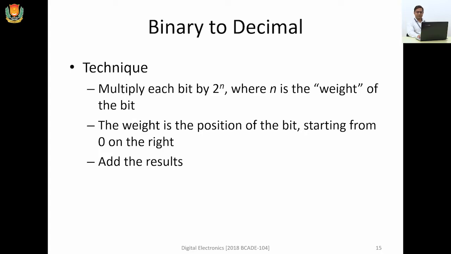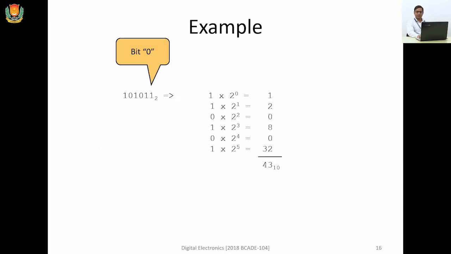Multiply each bit with 2 to the power n, where n is the weight or the bit place, 2 to the power 0, 1, 2, 3 up to n minus 1, and add to get the decimal number. The example of conversion from binary number system to decimal number system is simple, like the last example.